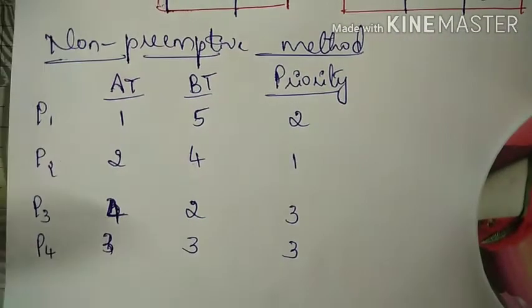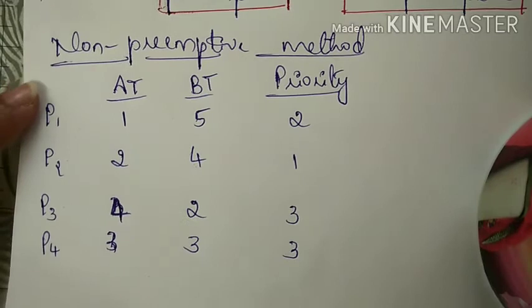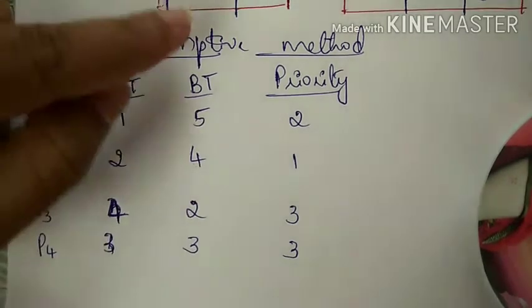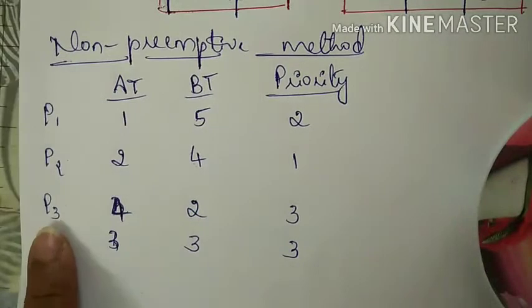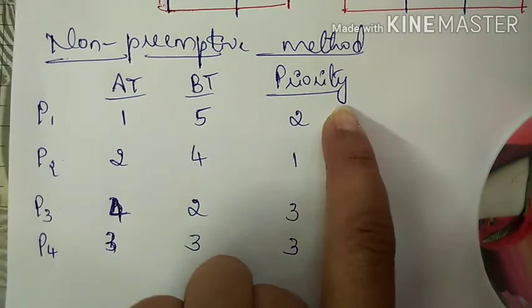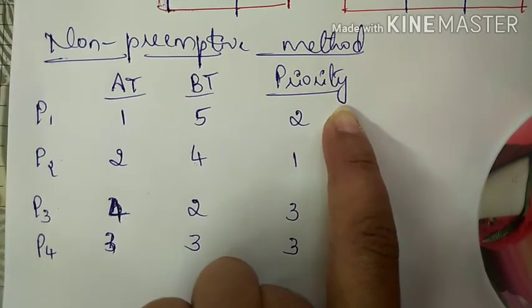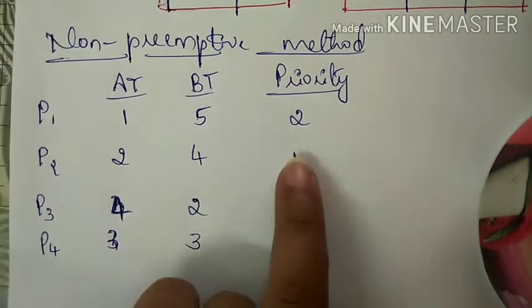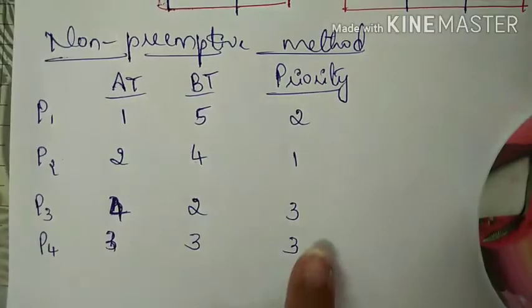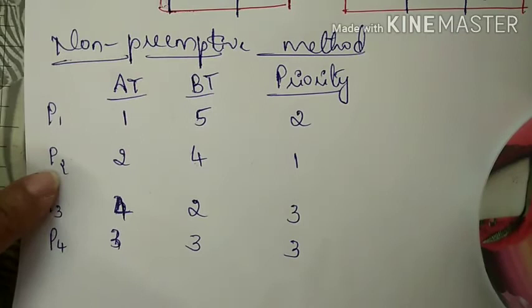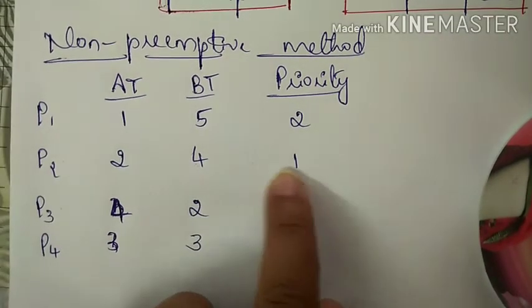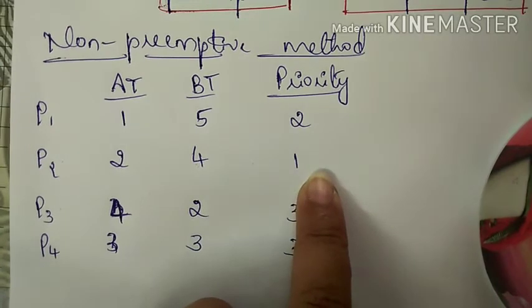So this is the table which is given. There are 4 processes, and the arrival time is also given, and the burst time of each process, and also one additional thing, which is the priority number. So as I have already told, low number indicates high priority. So among all these processes, P2 has the highest priority because it has the lowest number.